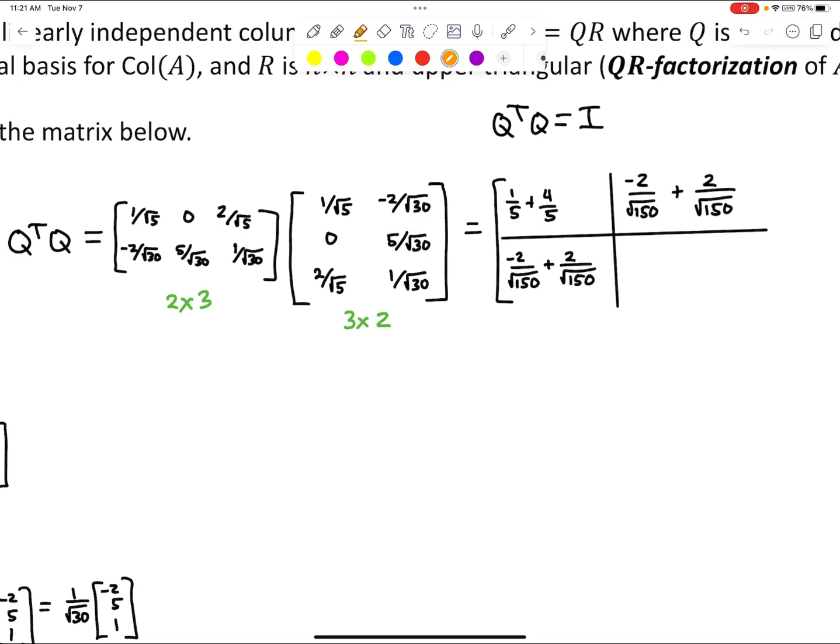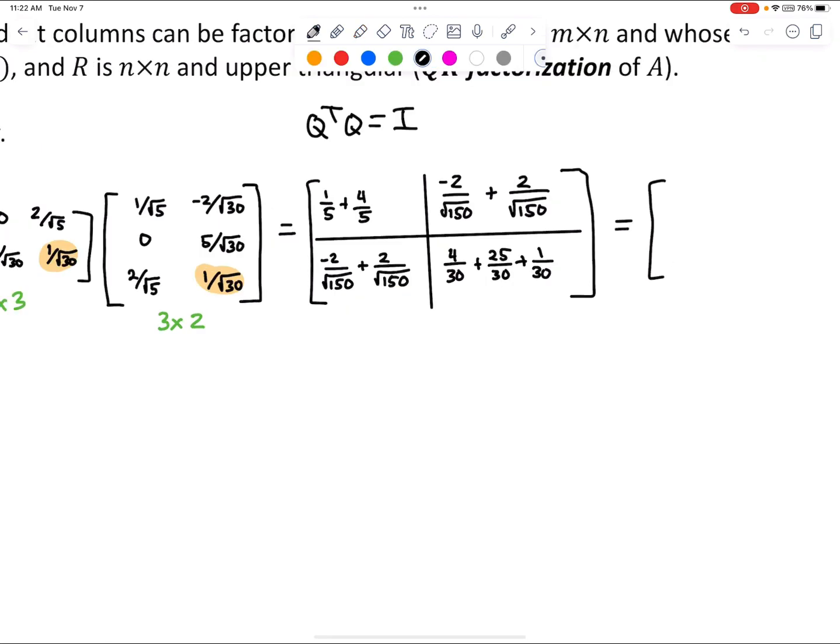And now finally, we will multiply these two entries. That gives me 4/30. These two entries multiplied gives me 25/30. And these entries multiplied give me 1/30. And then simplifying all of this, we do in fact get 1, 0, 0, 1. We get the 2 by 2 identity matrix.